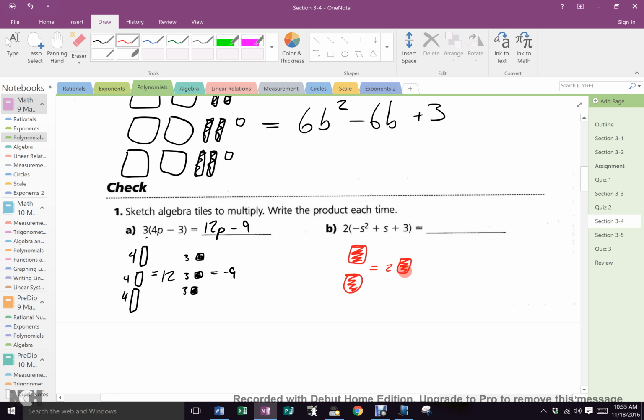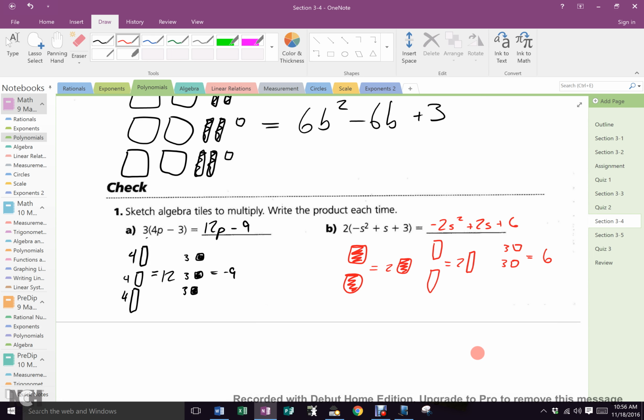2 big guys, right? What do I draw here? 1 bar, colored or not? Not. How many times do I got to draw them? Twice. What have I got? 2 bars, because I can count. How do I draw this guy? 3 little guys. How many times? Twice. Because it's a 2. How many have I got there? 6. So what's the answer? Negative 2s squared, positive 2s, plus 6. 3 and 3. Pretty easy, hey?